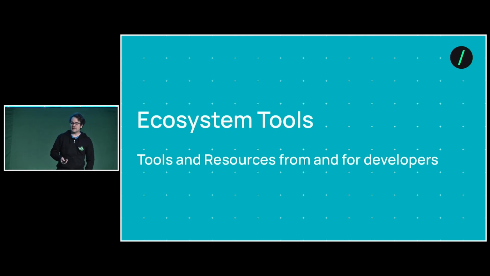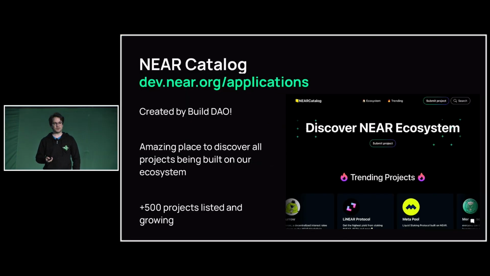And now, one last thing that I want to talk about is ecosystem tools in general, which are tools and resources made by developers, which, with the ecosystem growing, sometimes we kind of lose track of what is out there and what is not. So one of the first things I want to talk about, in order to keep track of those, is that it's very nice to actually go to Near Catalog, which was created by BuildDAO, so huge shout out to BuildDAO.